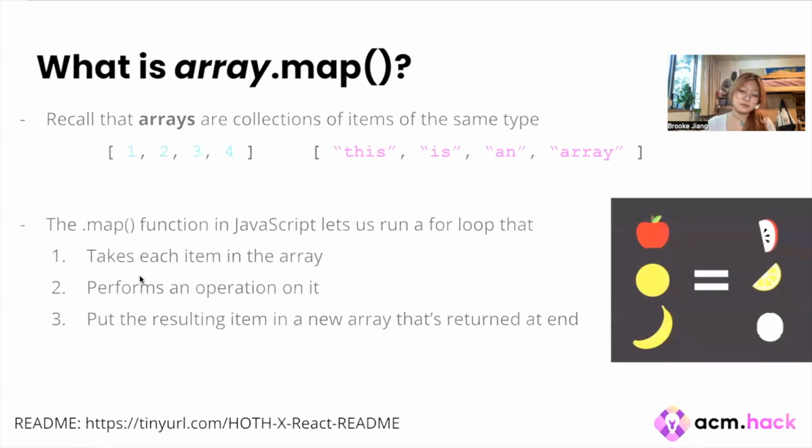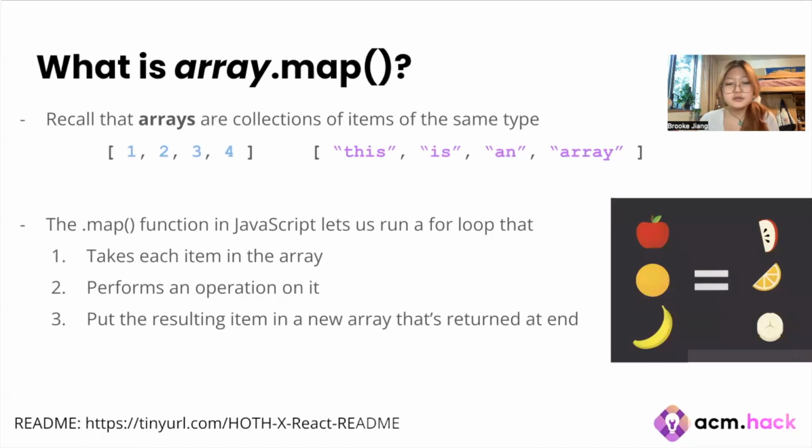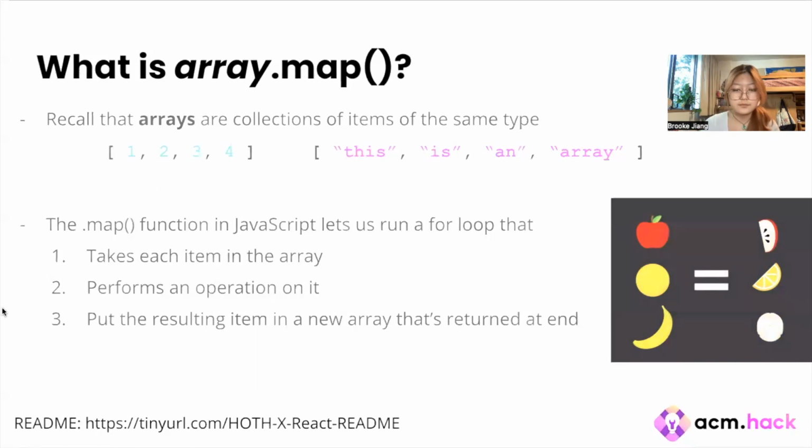Just look at this picture of fruit. It's pretty self-explanatory. Array.map, you could give it an array of fruit, and if you want to slice them up, it just takes every item in the array. First it takes the apple, slices it up, puts it in a new array, takes the orange, slices it up, puts it in a new array, takes the banana. You get the idea. Eventually what it returns to you is a new array of the sliced fruit.